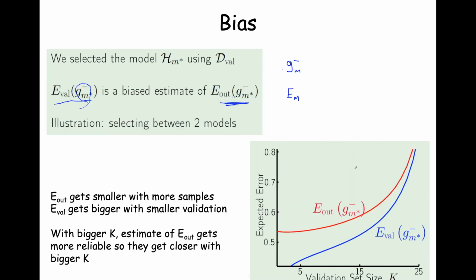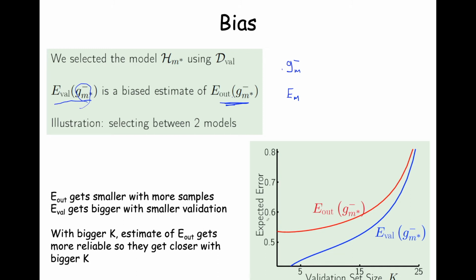Okay, so we plot this average across a number of runs as a function of the validation set size. So as we go to the right, the validation set size K increases. Now here, this red line is the out-of-sample error associated with g_m star minus.